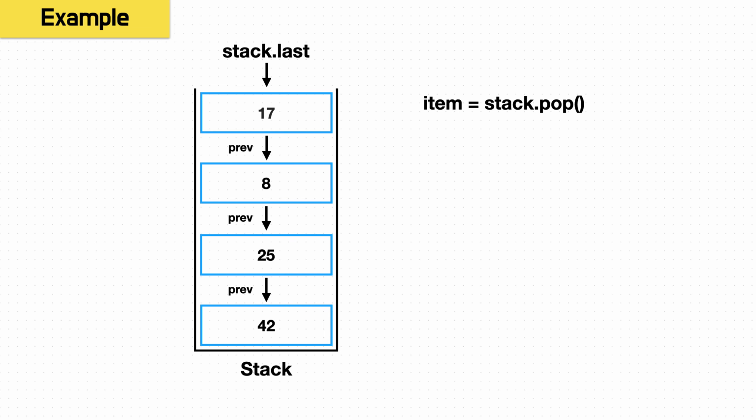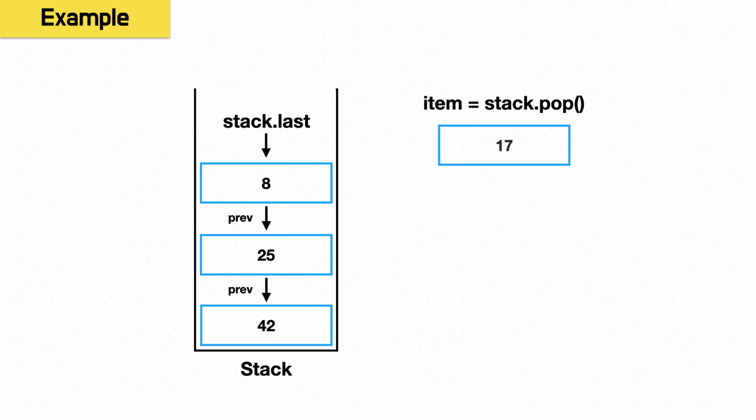If we want to remove the top item, we call the stack.pop method. What it does is take the item off the stack, return it, and then update the stack.lastPointer to point to the next item. So now our 8 becomes the last item again, but the 17 was removed first because it's LIFO order.